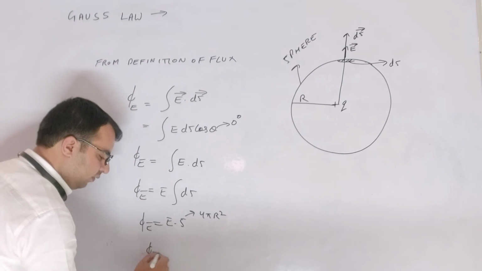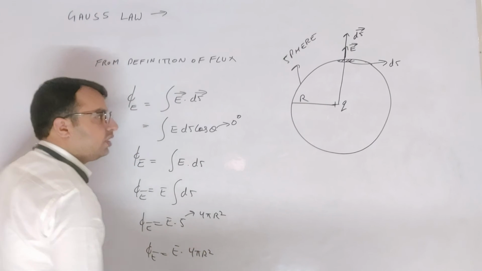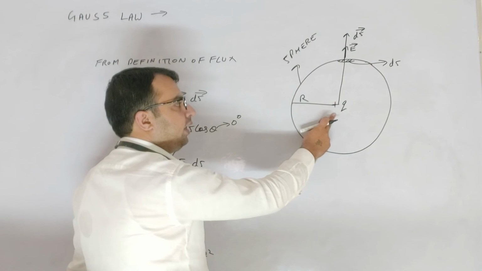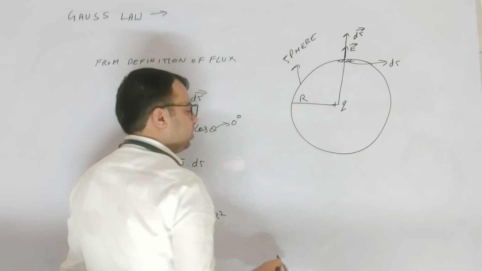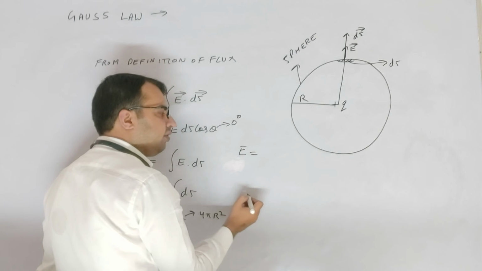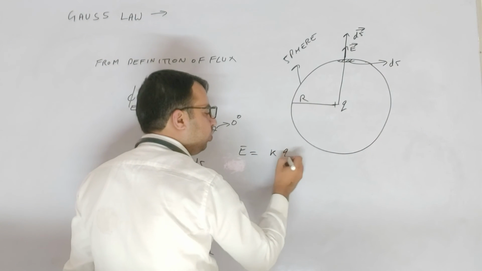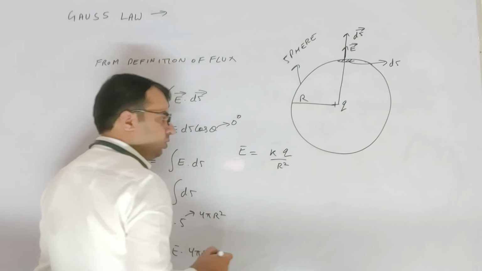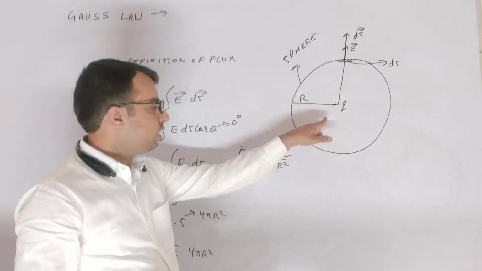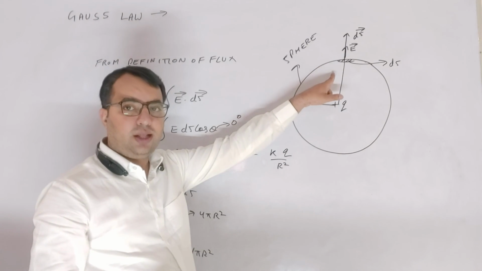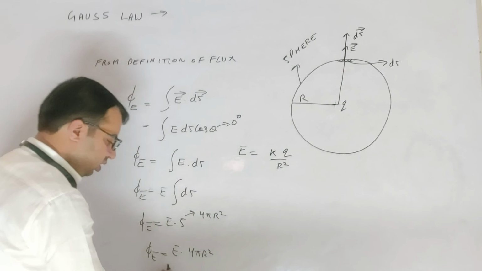So what will be the formula for the flux now? That is E into 4 pi r square. As it's a point charge, and the distance of this location is r, we know from the definition of the electric field that the electric field because of a point charge is k q upon r square, where k is the electrostatic force constant or Coulomb force constant, q is the source charge, and r is the distance at which we are calculating the electric field. So we will be just putting the value of the electric field in this formula.